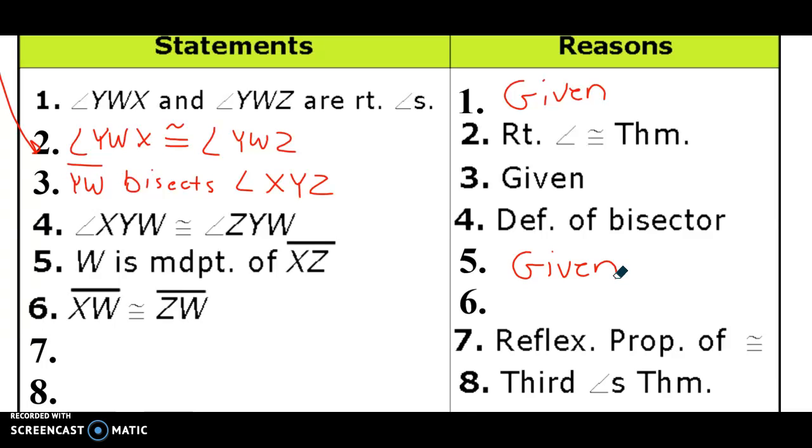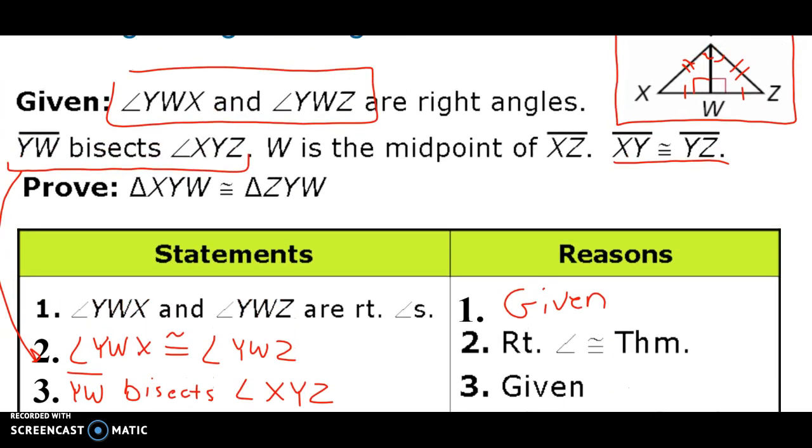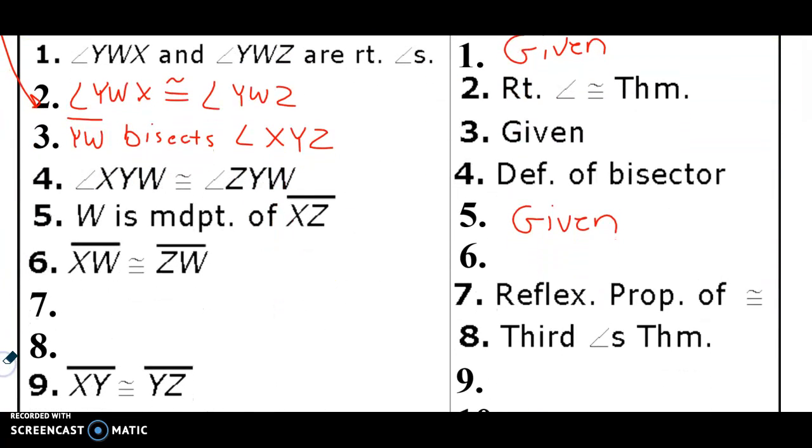So now we're talking about the midpoint part of the given. And what did that tell me about the two halves? If W is the midpoint, what does that mean? XW and WZ are the same size. That's why we put tick marks there. But now we're actually writing it in the proof. XW is congruent to ZW. And why is that? Definition of midpoint. They're congruent because it's the midpoint. So that's the definition of the midpoint.